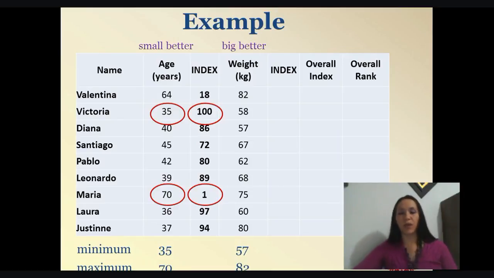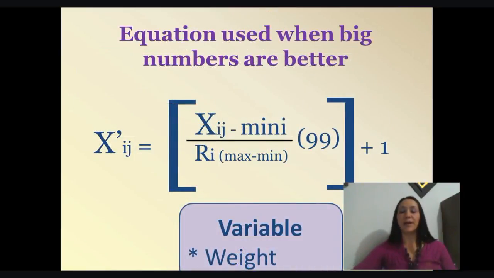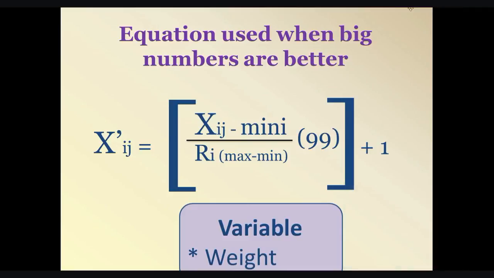We are going to do the weight, but in this case, what happened? I need the heaviest person, so I'm going to use the first equation, in which I have the minimum and the range, that is the maximum minus the minimum.